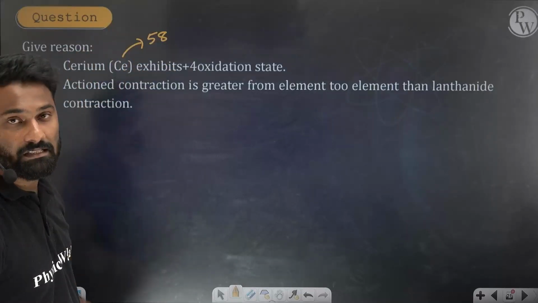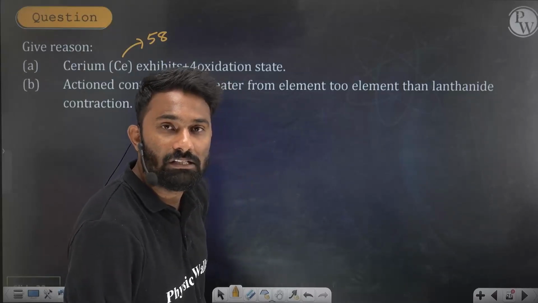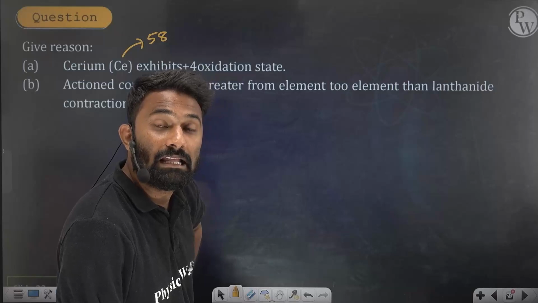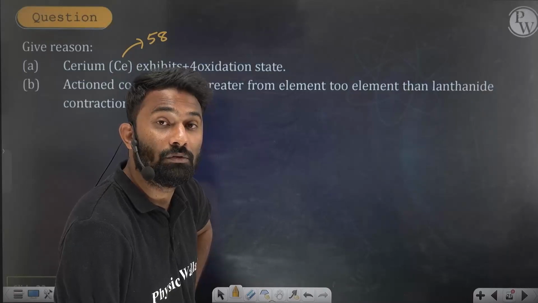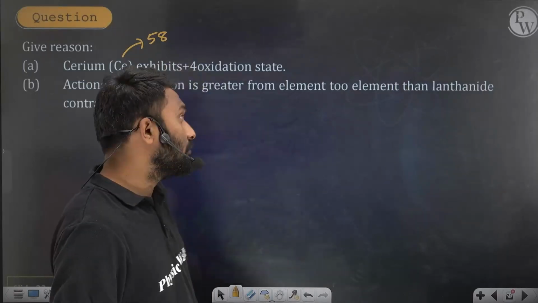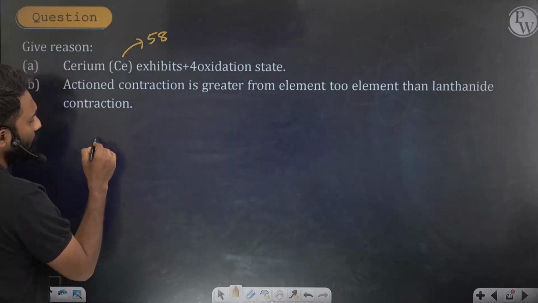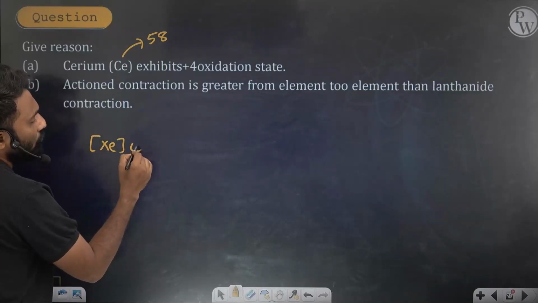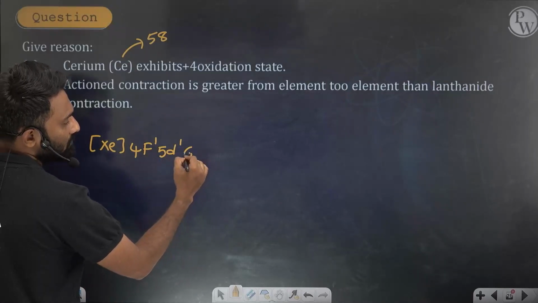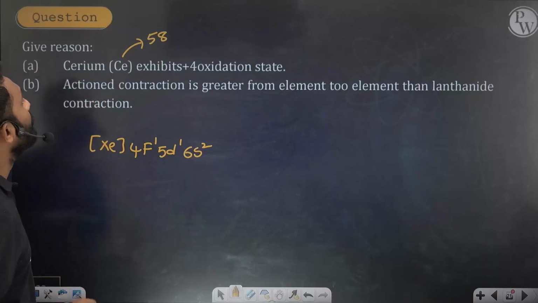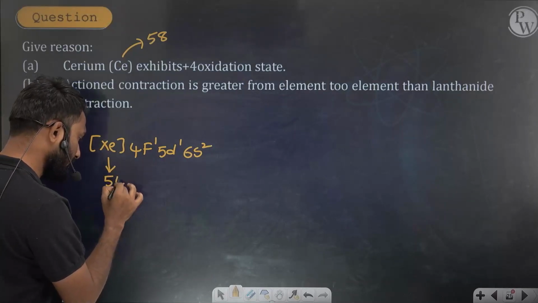Now cerium comes under the lanthanides. When the cerium is coming into the lanthanides, lanthanides mainly show the +3 oxidation state. But why is cerium showing the +4 oxidation? Let's see here. 58, what is the electronic configuration? Xenon 4f1 5d1 6s2. This is the general electronic configuration of cerium. Now the atomic number of xenon is 54.